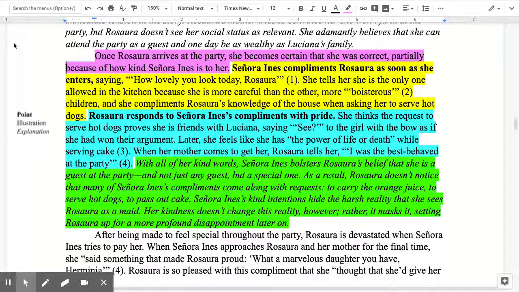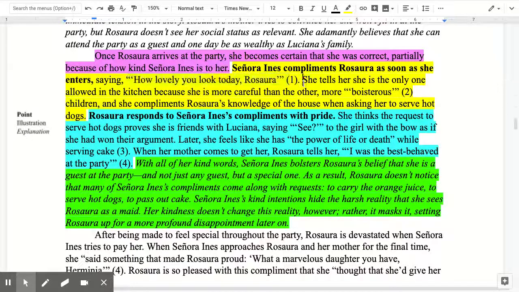So let's go through. My topic sentence is, once Rosara arrives at the party, she becomes certain that she was correct, partially because of how kind Senora Ines is to her. Then in my first pie, if you just look ahead at it, I have the point in bold, which is part of the same sentence as the first illustration here.